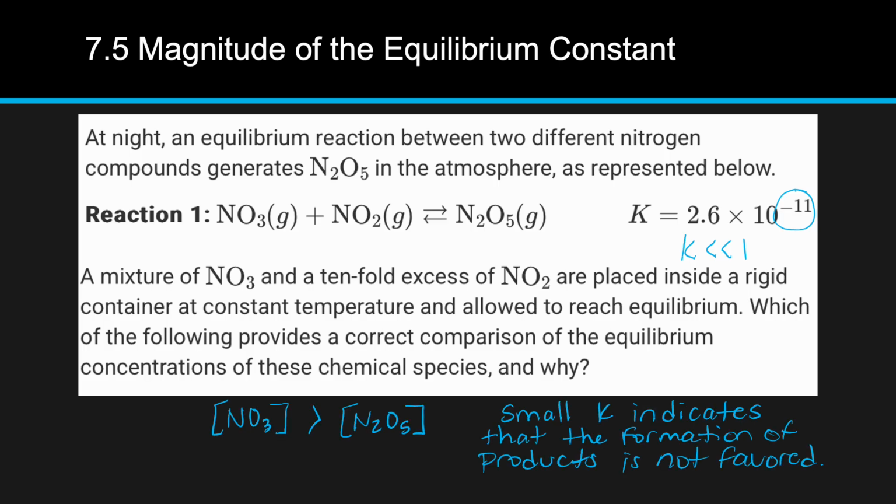And I want you to notice in my explanation to the answer of this question, I put the concentration of NO3 specifically is greater than the concentration of N2O5. That's because NO3 was our limiting reactant here. So in the question, it said that there was a 10-fold excess of NO2. So putting that the concentration of NO2 would be greater than N2O5 doesn't really have to do with the equilibrium. It has to do that they put a ton of excess NO2 in there. So specifically, we would be referring to NO3 since this was a multiple choice question.